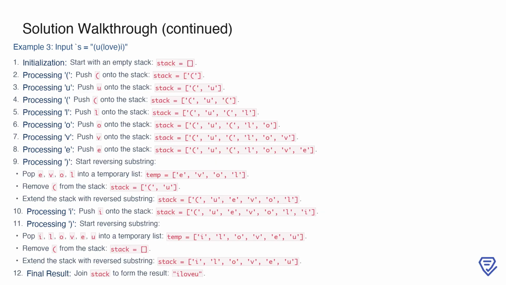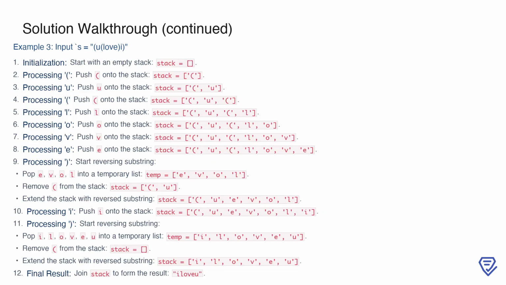Starting with an empty stack, we push the first opening parenthesis and then the character U. When we encounter another opening parenthesis, we push it as well, followed by the characters L, O, V, and E. At the closing parenthesis, we reverse the substring within by popping E, V, O, and L into a temporary list, removing the opening parenthesis, and extending the stack with the reversed characters. The stack now holds U, E, V, O, L.